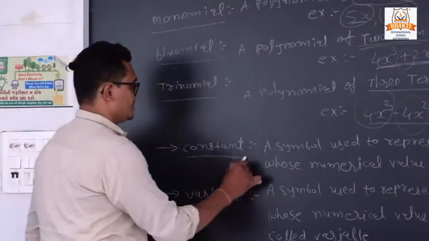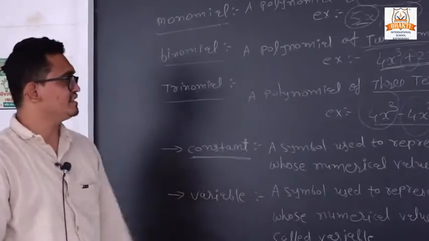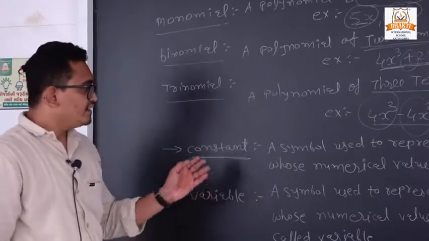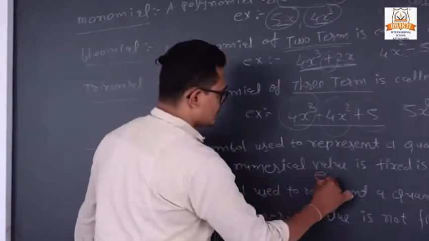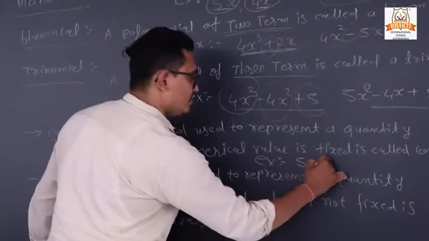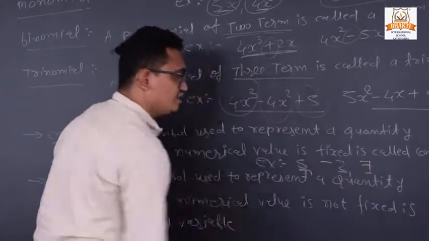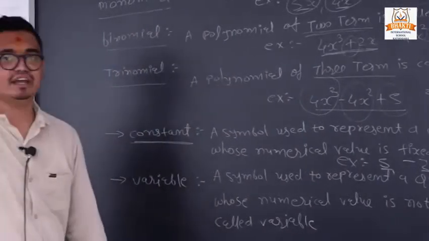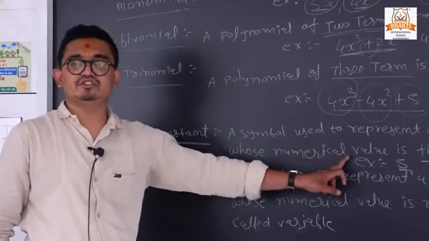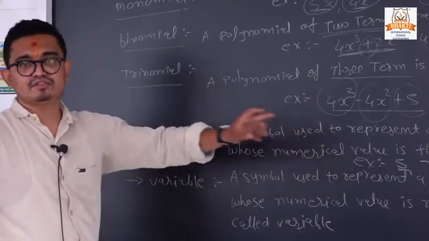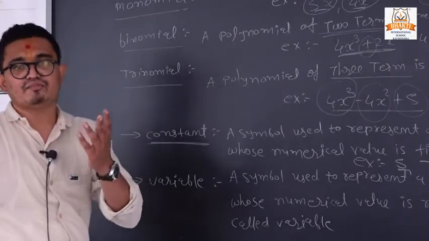Now we have two more definitions which you learned in previous classes. First, the constant. A constant means a symbol used to represent a quantity whose numerical value is fixed. Suppose we take the examples 5, minus 2, 7. They have fixed values, and we cannot change them during any operation on the algebraic expression. This value remains fixed in any algebraic expression, for example when we add two algebraic expressions or subtract one term from another.